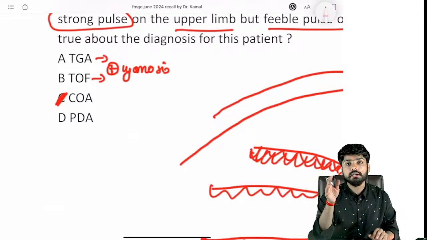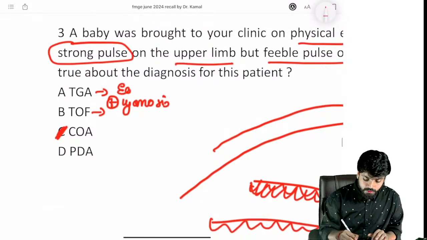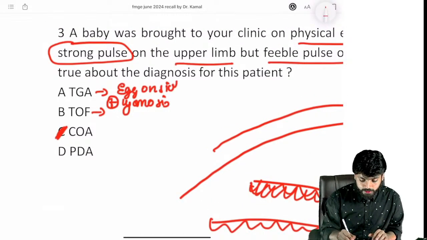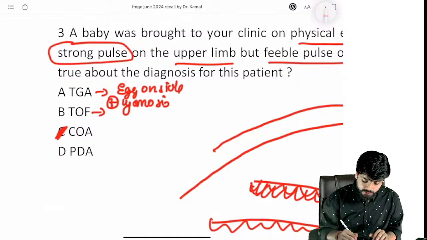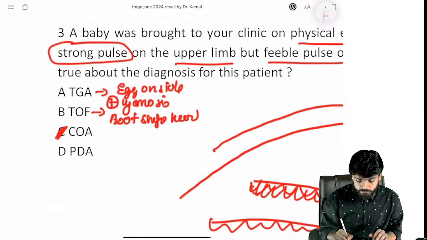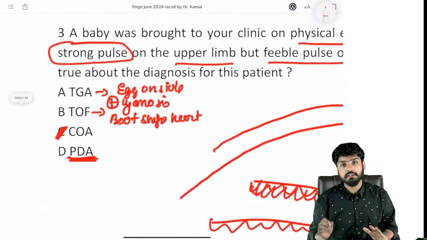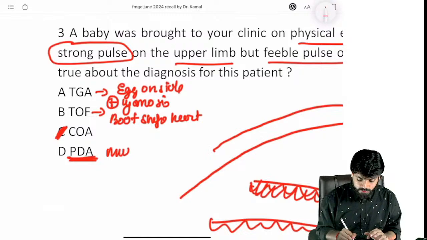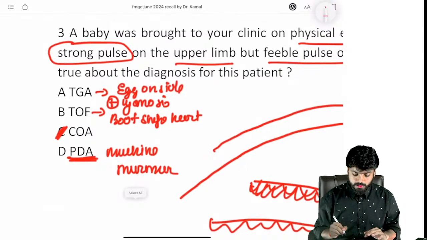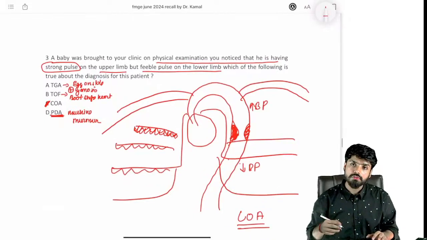Transposition of great arteries, on X-ray will show egg on side appearance. Tetralogy of Fallot will show boot shape heart. And for PDA or patent ductus arteriosus, we will have machinery murmur. Okay, so this is the question that we have completed.